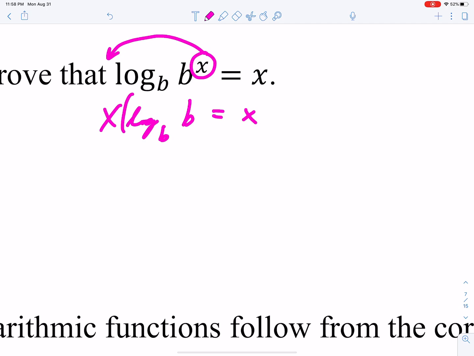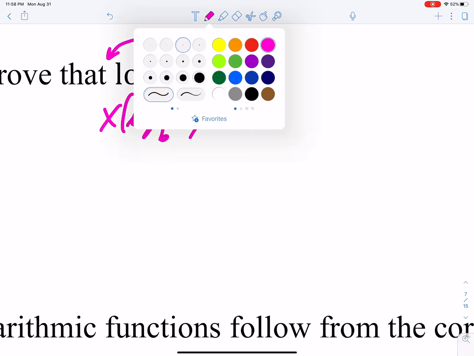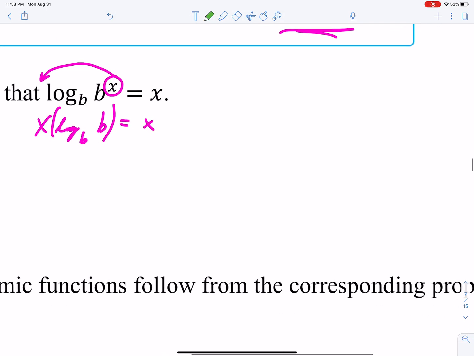Now, one thing we should know, that right there, log base b of b. When the base and the argument are equal, the answer is always 1, right? If you're not sure why, let's talk about that. That's important. So log base b of b equals 1.